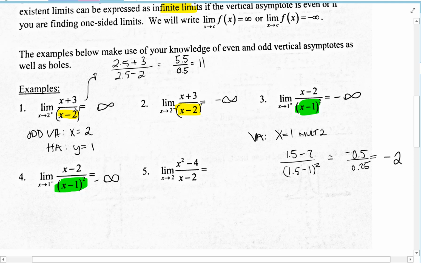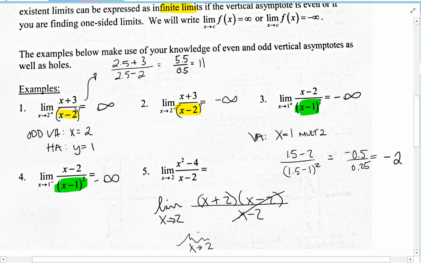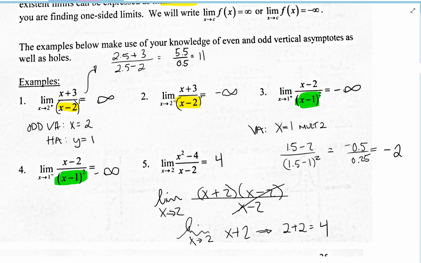All right, here we're approaching 2 from either side. Oh, I think I can factor the top and reduce that. That makes my life easier. Now I'm just finding the limit as x approaches 2 of x plus 2. And at this point, I plug it in. 2 plus 2 is 4. And why was that one so much easier? Because the discontinuity was a hole and reduced rather than a vertical asymptote.